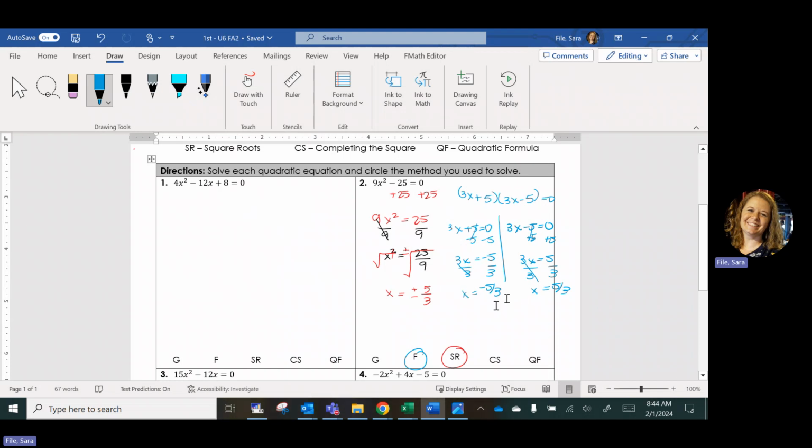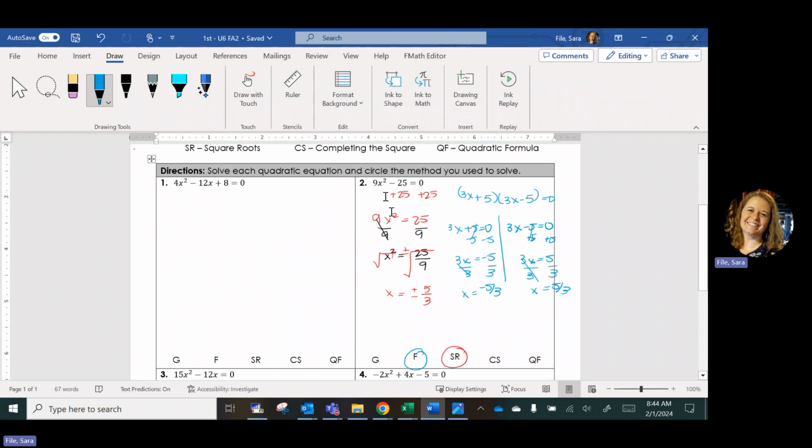I don't have room to show you another method, but yes, you could have done quadratic formula. Since there is no b term, there's no x, what is your b value? Because remember, standard form is ax squared plus bx plus c. So I have a is the 9 and c is the negative 25, but there's no middle term, no x term. So what is b? If it's not there, what is it? 0. Thank you.